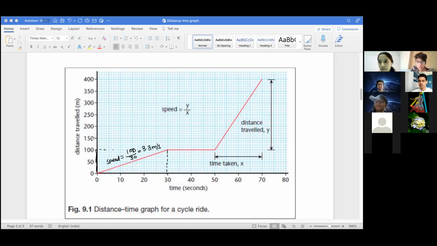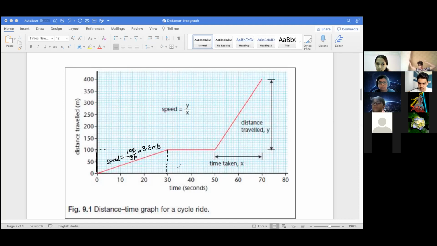Can we do it like this also? 10 3s are 30 and 10 10s are 100. It will be the same only. 10 10s are 100 and 10 3s are 30. So 10/3, you will get 3.3.